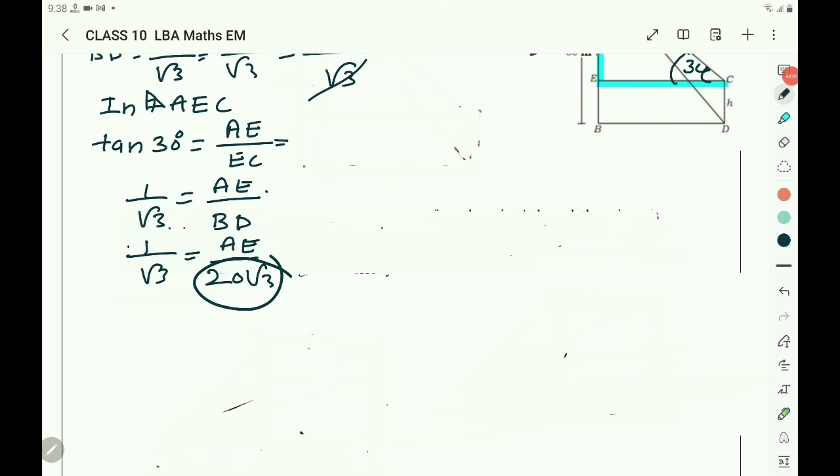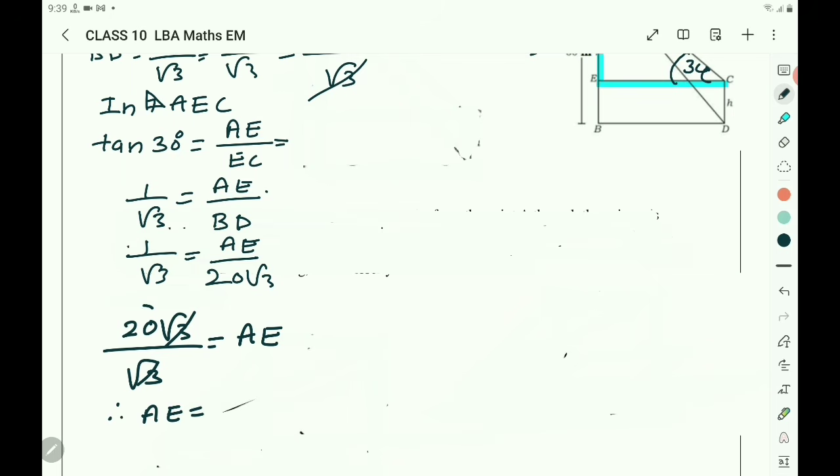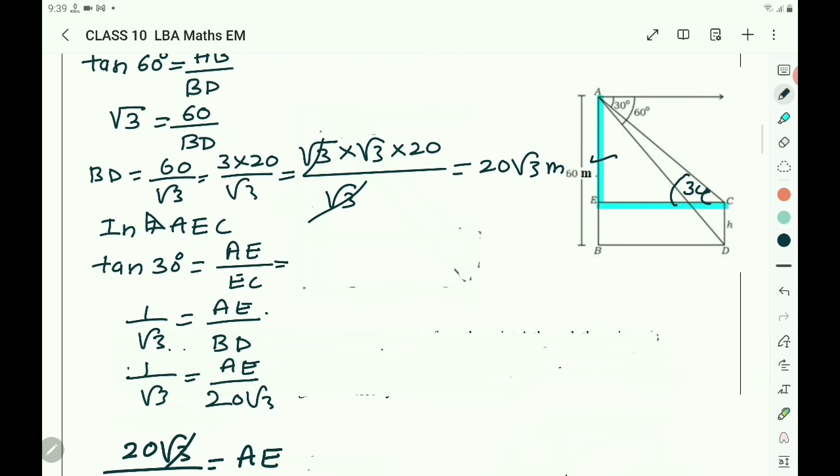Therefore, you transfer this 20 root 3 to the LHS. Then write 20 root 3 by root 3 equals AE. This root 3 cancels. Therefore AE is equal to what? 20 meter. Then you must find out EB. If you get EB, that is nothing but CD, because CD is equal to EB.